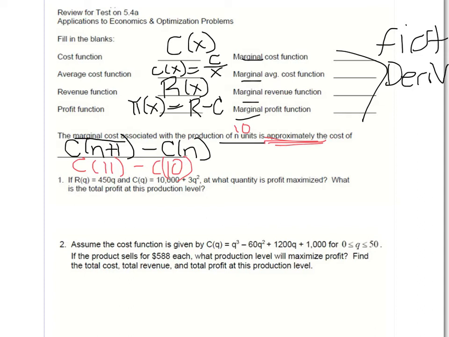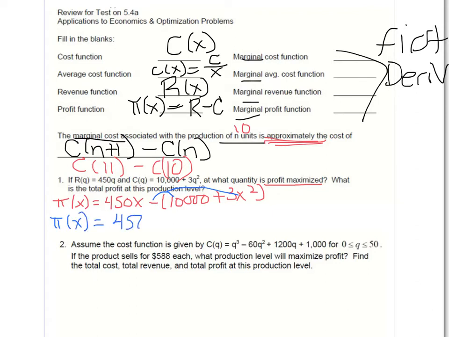Okay, so for number 1, it wants to know the quantity at which the profit is maximized. So first I need a profit equation, and I'm going to change all my variables to X. So that's revenue minus cost. The parentheses are important because this negative gets distributed. So the profit equation is 450x minus 10,000 minus 3x squared. To maximize it, we need the first derivative. That's going to be 450 minus 6x.